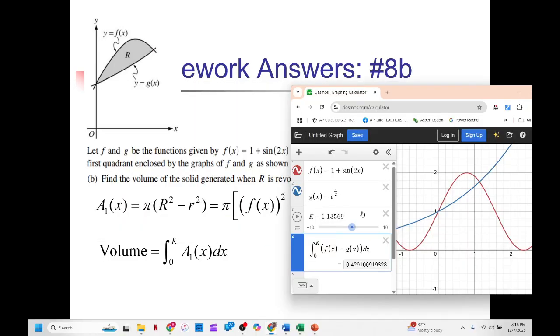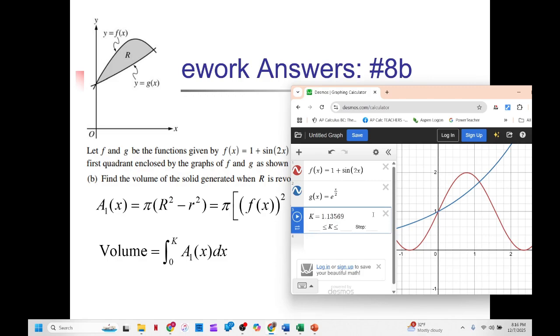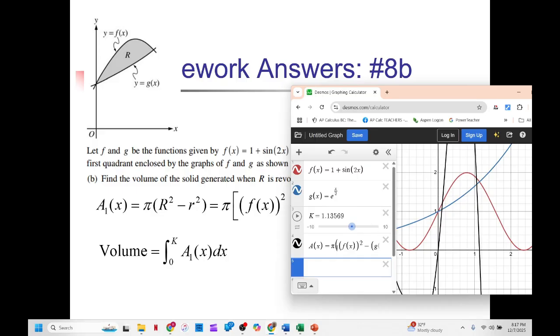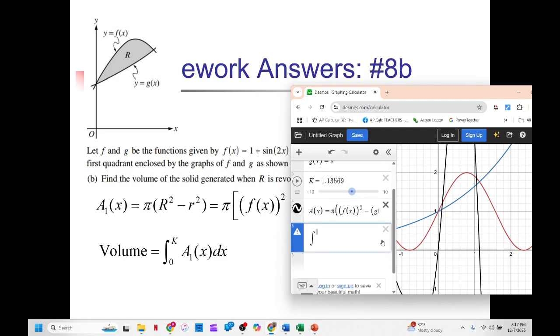All right, so back on the calculator, I can get rid of that little thing there. Let me write my area function, a of x, and I'm not going to bother with the subscript here. This will be pi, parentheses, f of x, close that parentheses and square that, minus, parentheses, g of x, close that parentheses and square it. So I've got my area function, and now I need the integral. Let me scroll down here. Integral from 0 to k of a of x dx, and that comes out to about 4.267.